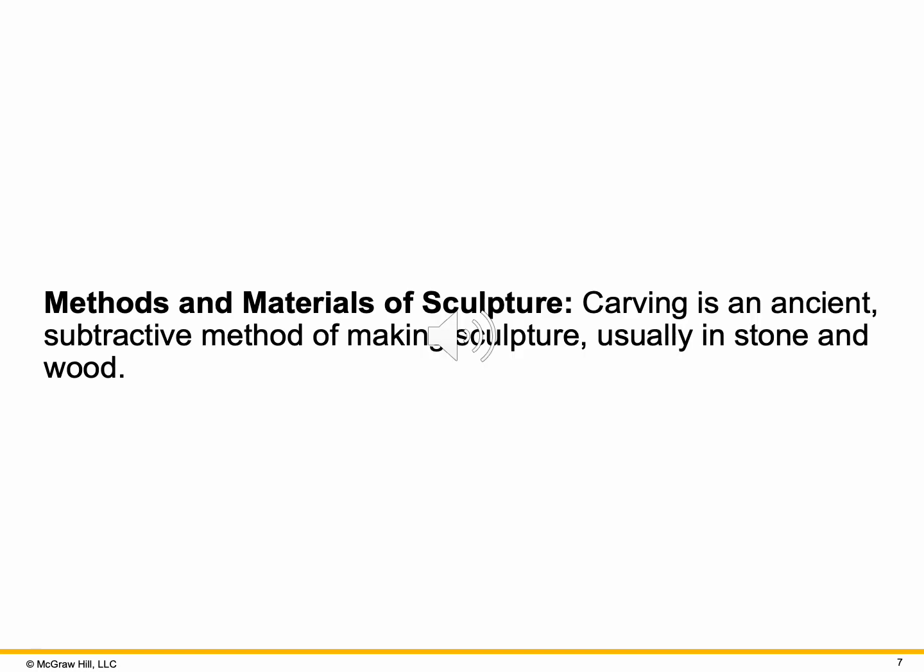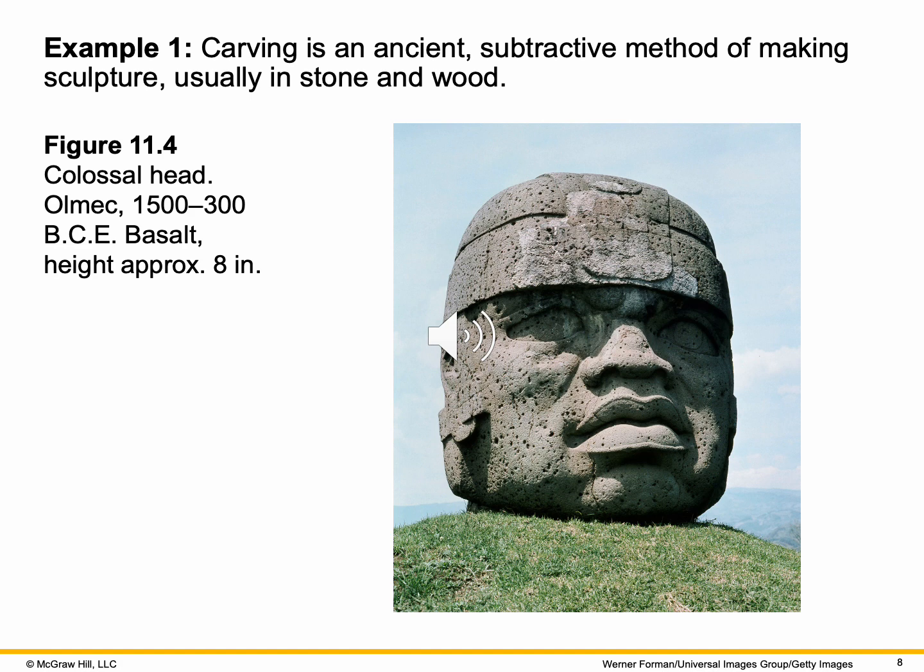Methods and materials of sculpture. Carving is an ancient subtractive method of making sculpture, and it's usually done in stone and wood. Carving is the oldest method for making sculpture, dating to more than 3,500,000 years ago.